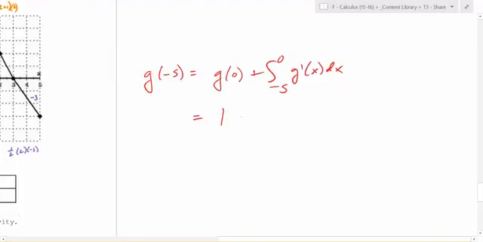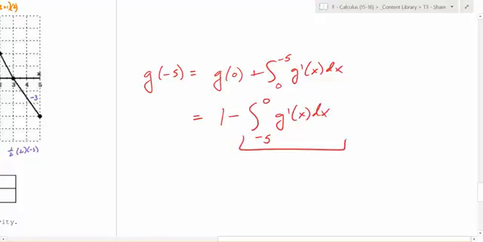So this is 1, and then do we like negative 5 to 0? Actually, we do. Excuse me, it's my fault. This should have been 0 to negative 5. Do we like 0 to negative 5? No, so we flip it, but when we flip it, what happens to the integral? It becomes negative, right?